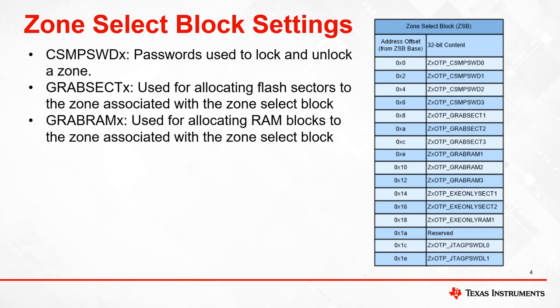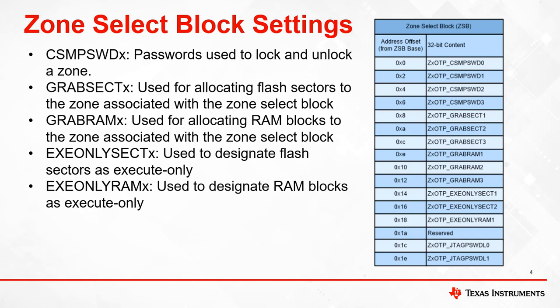The grab RAM fields follow the same format as grab sect, except these fields are used for securing RAM blocks instead of flash sectors. The exe-only sect and exe-only RAM fields are used to designate a flash sector or RAM block as execute-only. When a memory region is designated as execute-only, all data reads in the specified memory region are blocked. However, instruction fetches are still allowed.